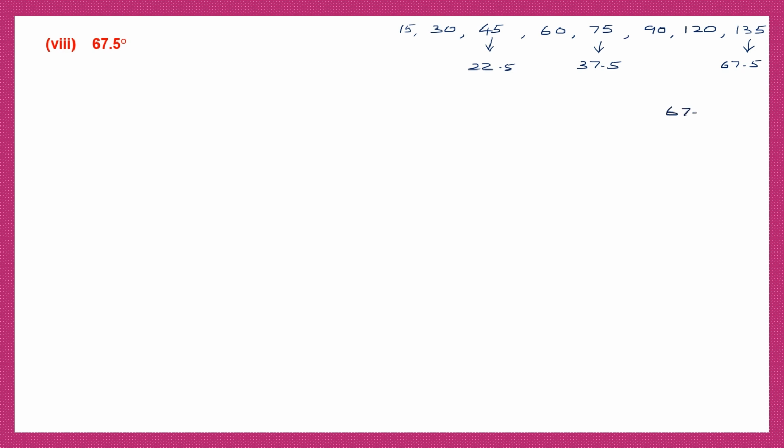Let's add up 67.5 twice. 5 plus 5 is 10, carry 1. 7 plus 7 is 14, plus 1 is 15, carry 1. 6 plus 6 is 12, plus 1, 13. So we get 135. So half of 135 is 67.5. So that is what we need to construct. So first we have to construct an angle of 135 degrees.